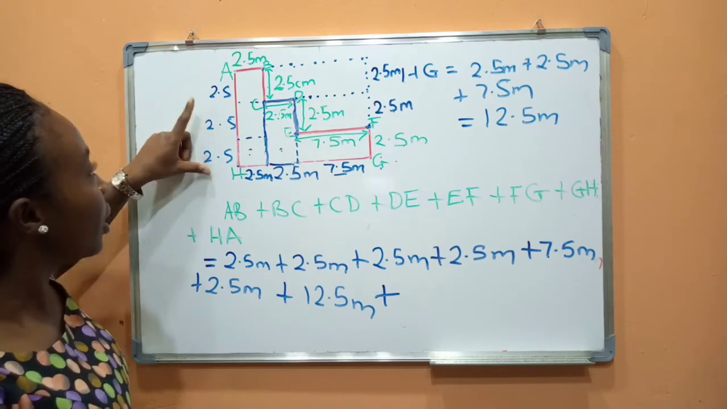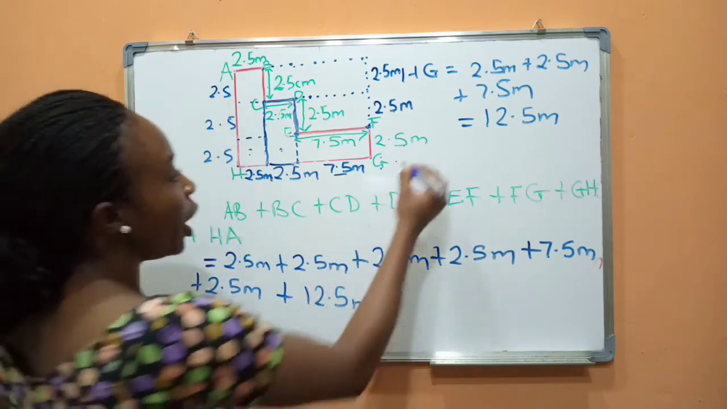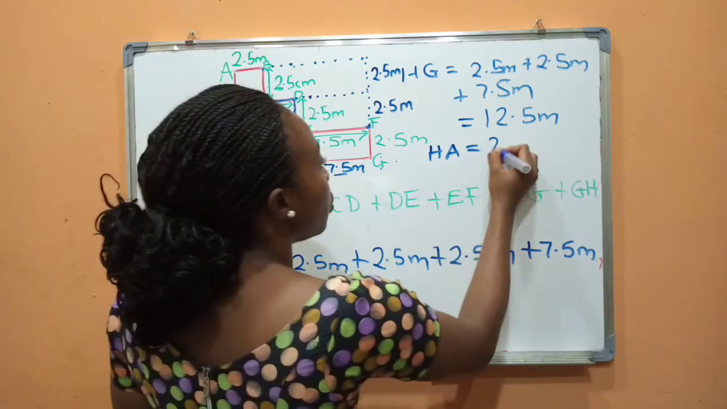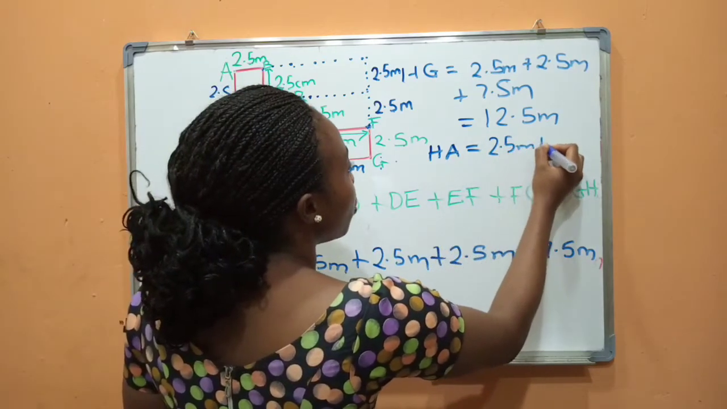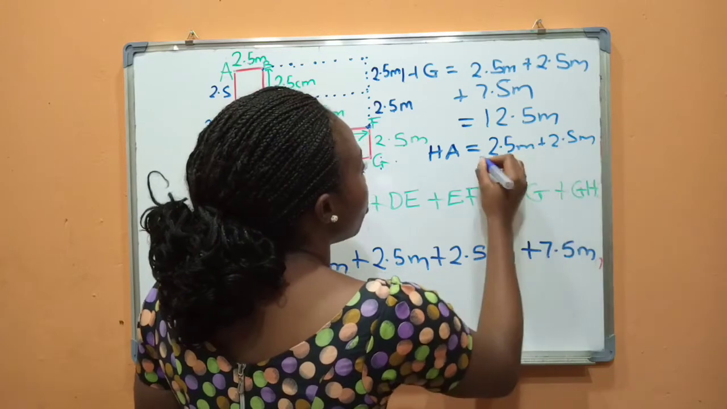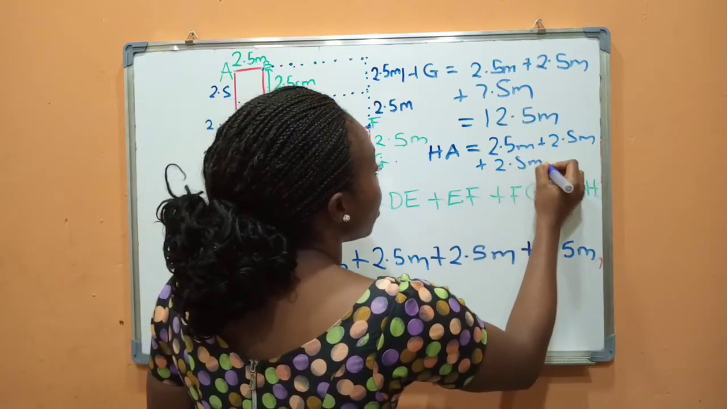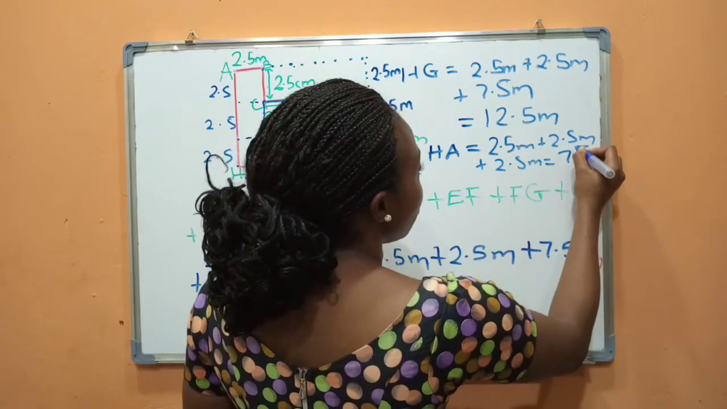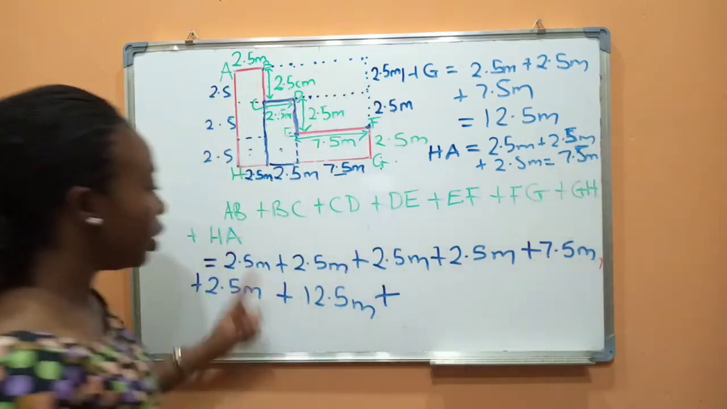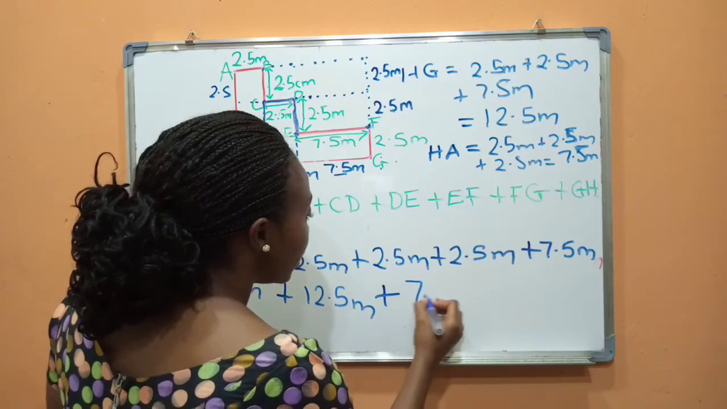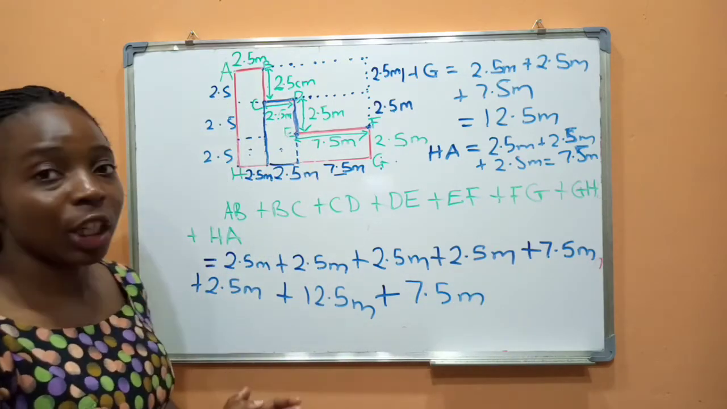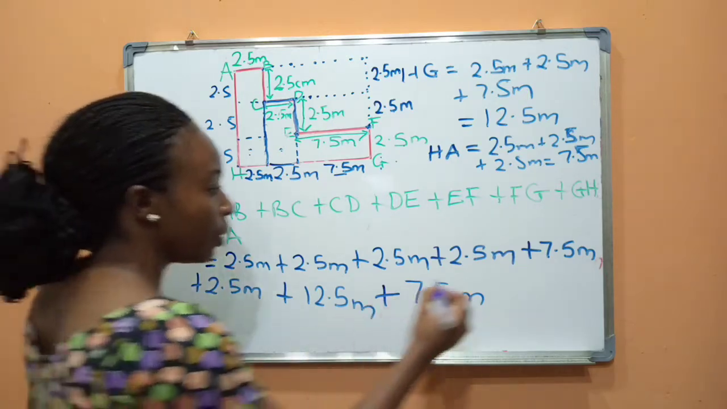So now we can solve for HA. So HA is going to be equal to 2.5 meters plus 2.5 meters plus 2.5 meters. That's going to give us 7.5 meters, okay? So in doing that, we simply write 7.5 meters. Now we have gotten to this stage, we can now sum it up, okay?